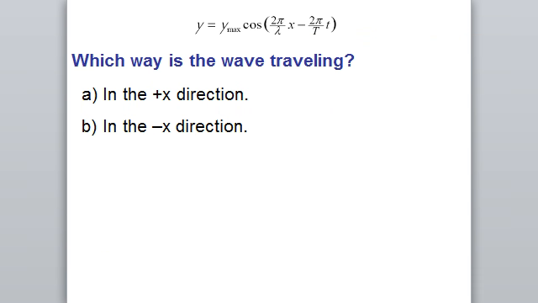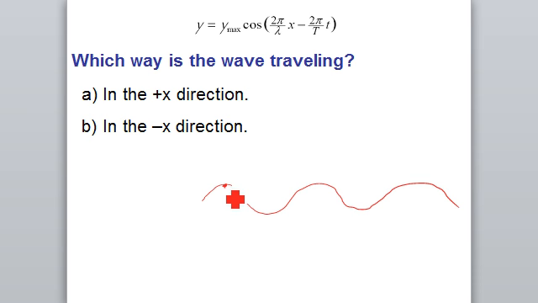Alright, moving on. Which way is the wave traveling? Alright, we want to look at this expression and say, if we're looking at a particular part of the wave, say a crest of the wave, for instance. So I'll draw a wave. Imagine that we're looking at a wave that's moving either left to right or right to left. So I just want to think of this as a snapshot of it, but it could also be a graph of y versus x.